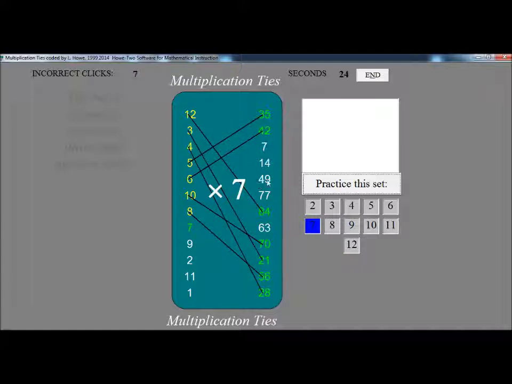7 times 7 is 49. 9 times 7 is 63. 2 times 7 is 14. 11 times 7 is 77. And 1 times 7 is 7.